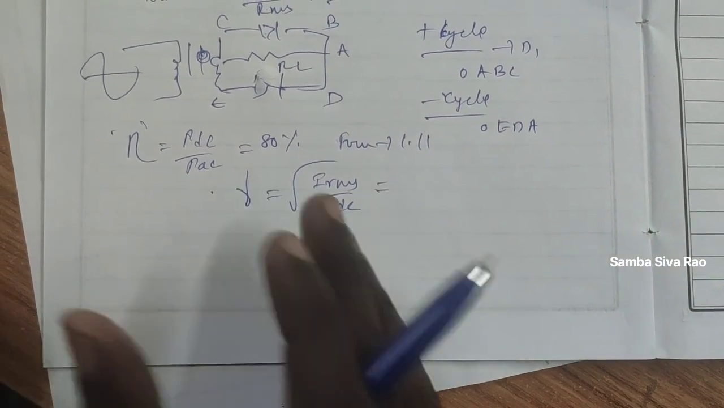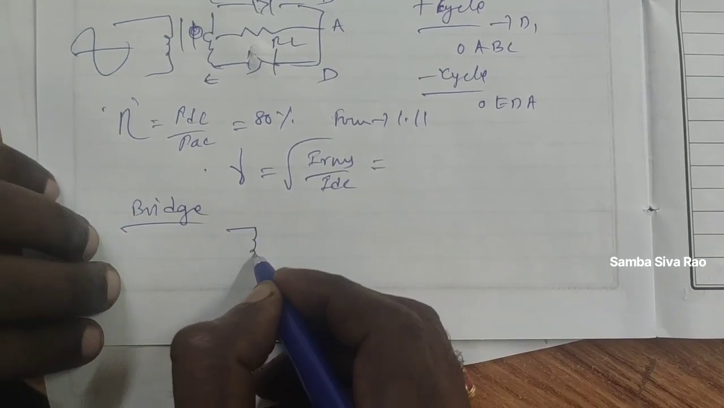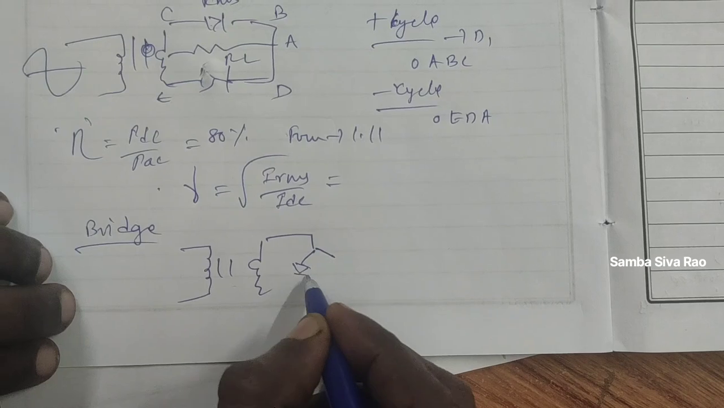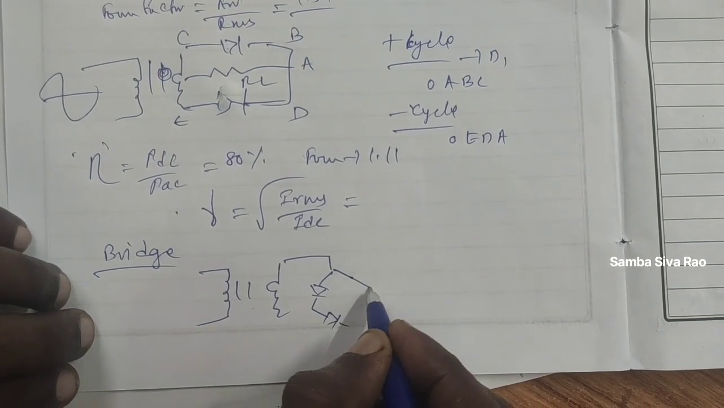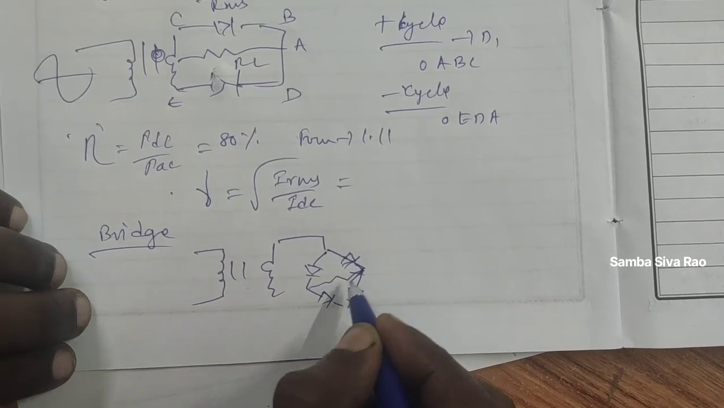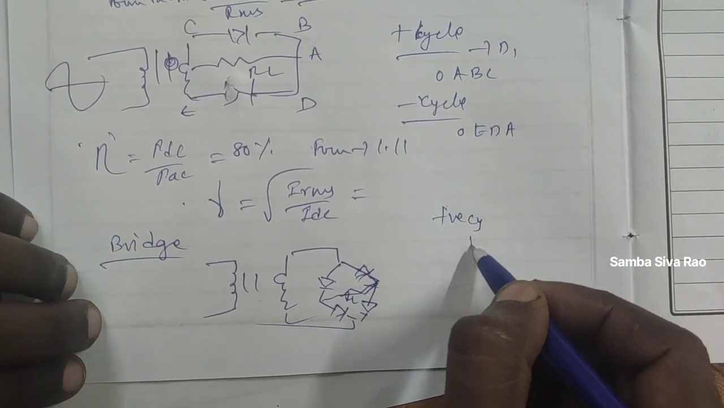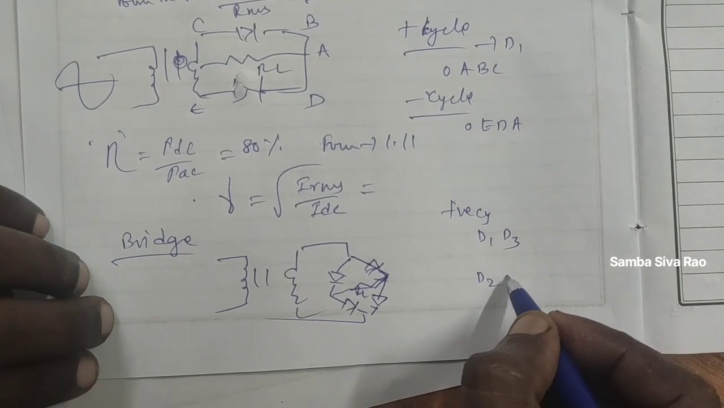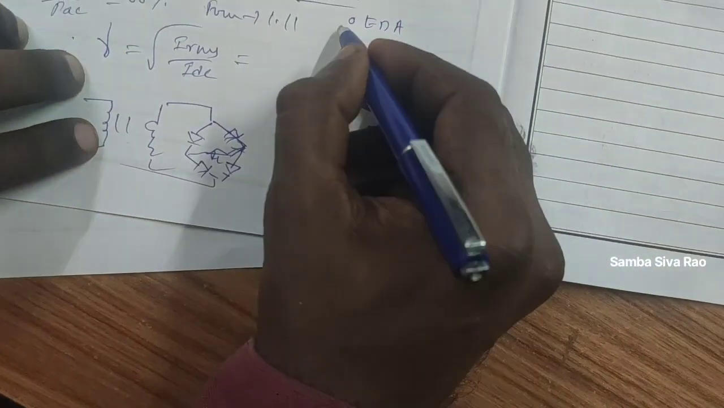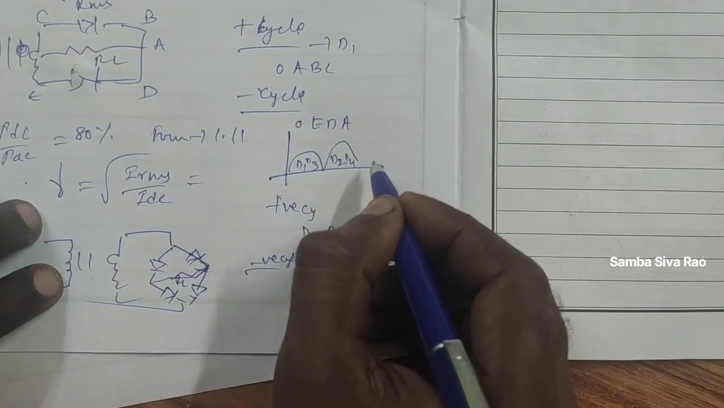Again, in the bridge wave rectifier also, the same transformer is taken, but we connect four diodes like this. Both are separated by resistor RL. In the positive cycle, diodes D1 D3 will conduct, and in the negative cycle, D2 D4 will conduct. The same procedure happens. We get a pulsating DC like this.